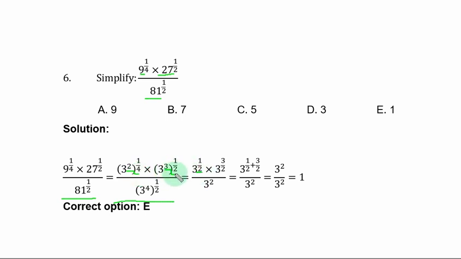3 times 1 over 2. You have 3 over 2. Then 4 times 1 over 2. You have 2. In the numerator, you can apply the multiplication law of indices. When numbers with the same base are multiplied, their powers are added over the denominator. If you simplify the numerator, you have 3 squared over 3 squared, and that is 1. The correct option is E.